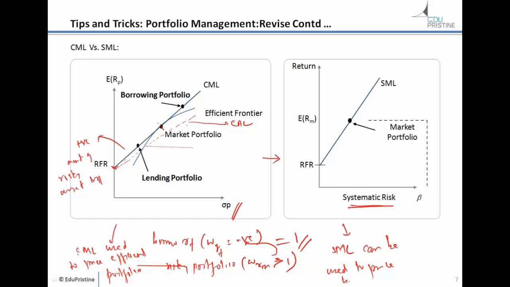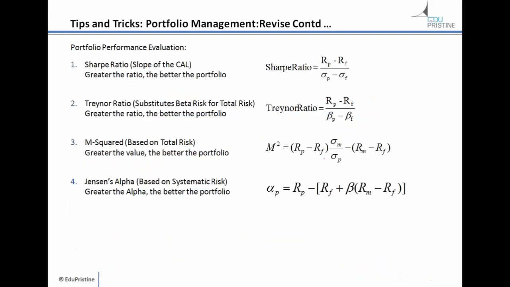Now if an asset has to be correctly valued, then it must lie on this SML. If it is above this or below this, then the asset is either undervalued or overvalued. Now in portfolio management, most of the questions which will test you on quantitative examples will be based on the Sharpe ratio, the Treynor ratio, Jensen's alpha, and the M squared return. So basically you must remember all four.